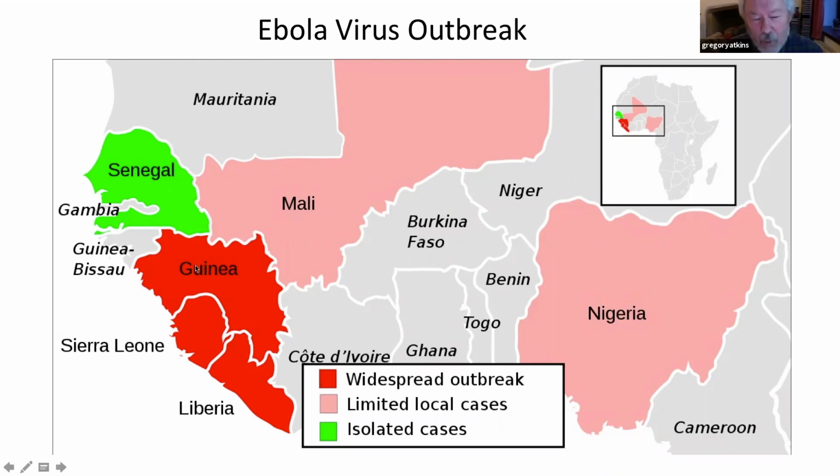The reason why it was contained was because we understood how it was transmitted. And it's not actually very infectious, and the way it was being transmitted was through touch, through contact. And as soon as that was brought under control, we managed to keep the virus under control. Now, this is a success story in that a vaccine was developed very quickly, mostly by the Wellcome Trust putting a lot of money into it.